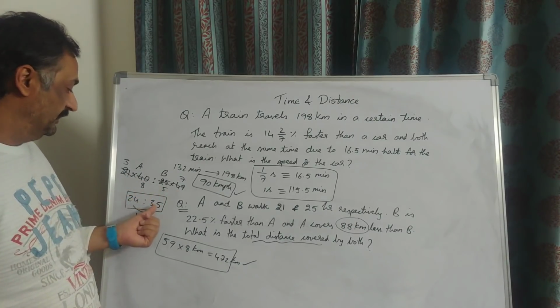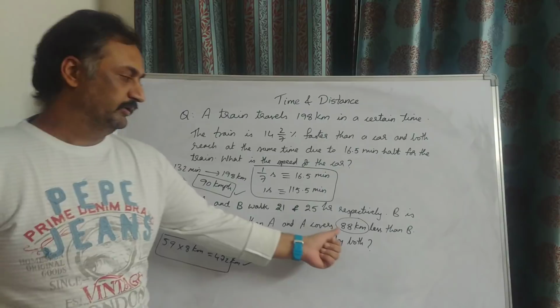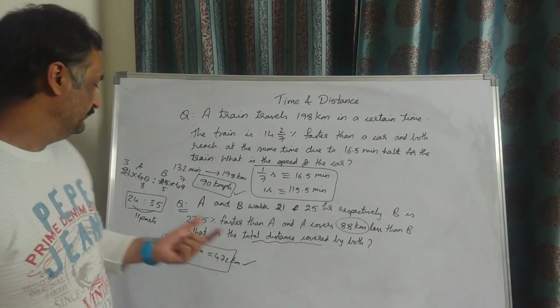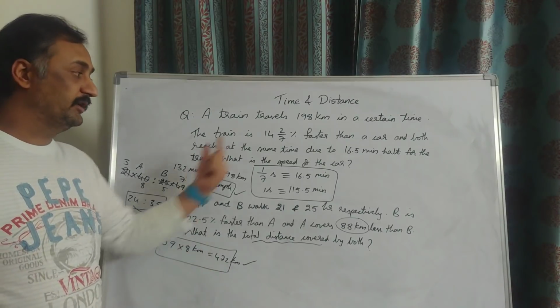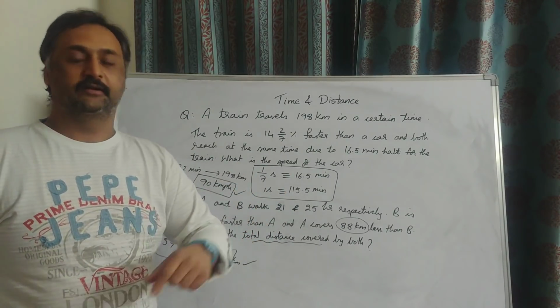ratio 24:35. Difference is 11 parts, which is equal to 88. Each part is 8. So the total number of parts is 59. So 59 times 8 is 472 kilometers, the total distance covered by both of them together.